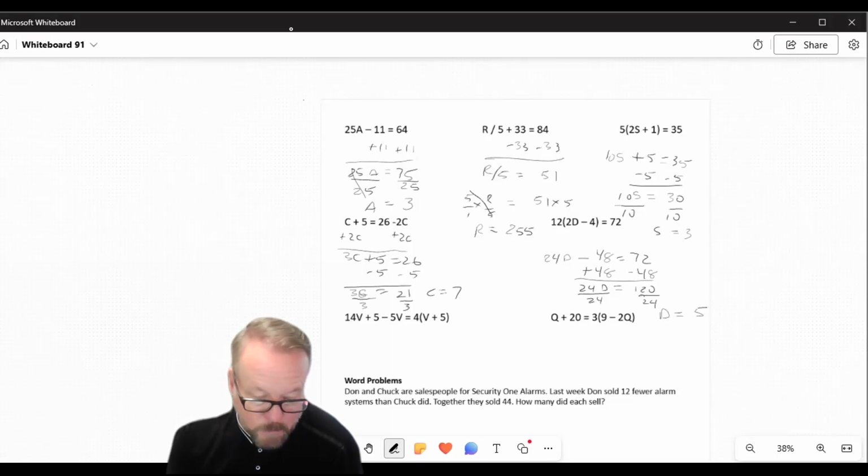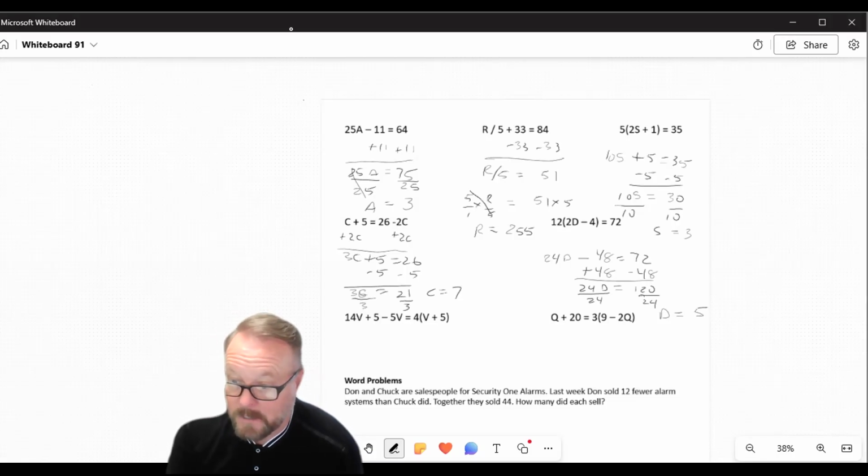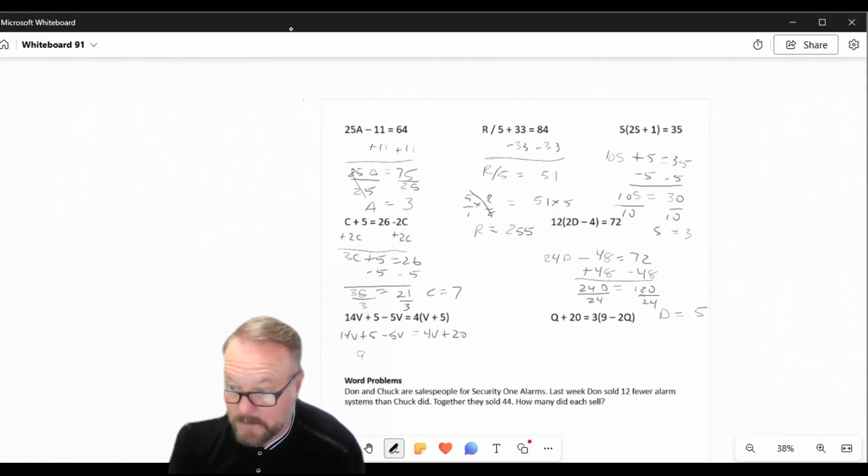All right, now we get into a much more complex problem here. And again, the first thing we want to do is get rid of the parentheses, right? So to rewrite this might take us more space. Plus 5 minus 5v equals 4v. You're multiplying that, plus 4 times 5 is 20. Now I got rid of the parentheses. Now the first thing I want to do is go ahead and do the math over here. So 14v minus 5v gives me 9v plus 5 equals 4v plus 20.